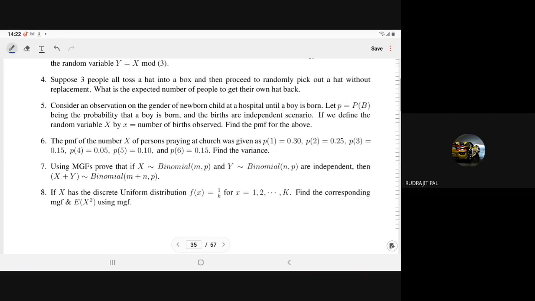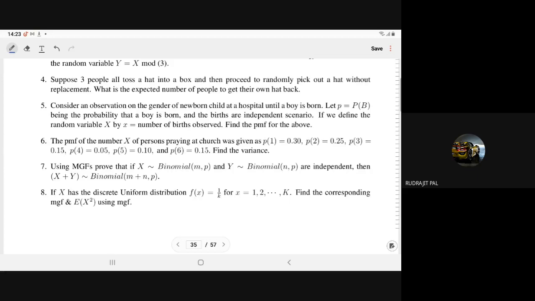Consider an observation, the fifth one. Consider an observation on the gender of newborn children at a hospital until a boy is born. You have to note the gender until a boy is born. Let small p denote the probability that a boy is born, and the births are independent.